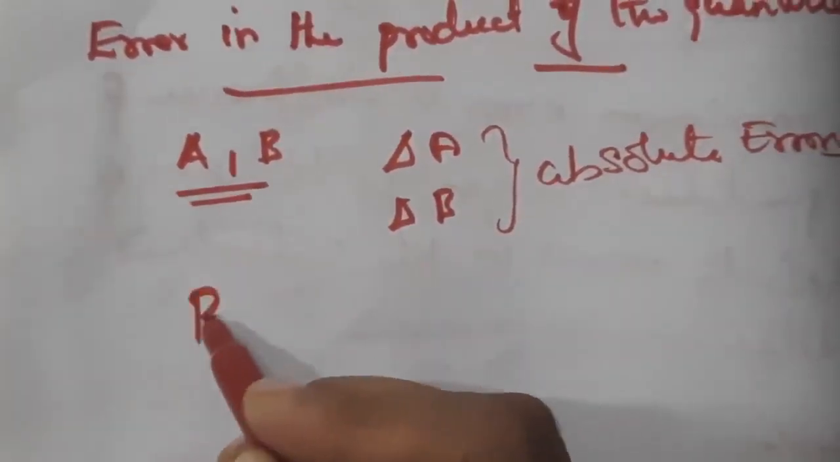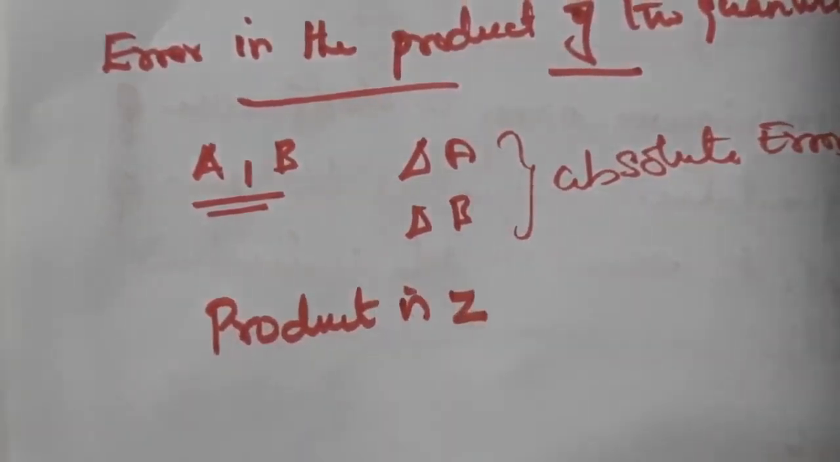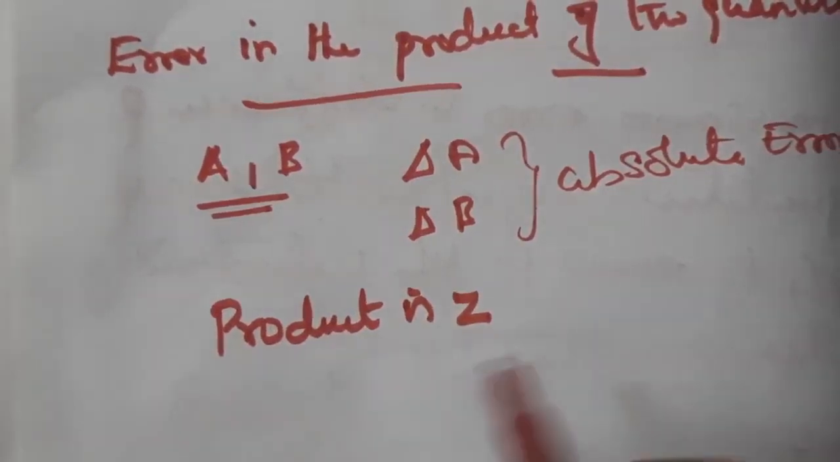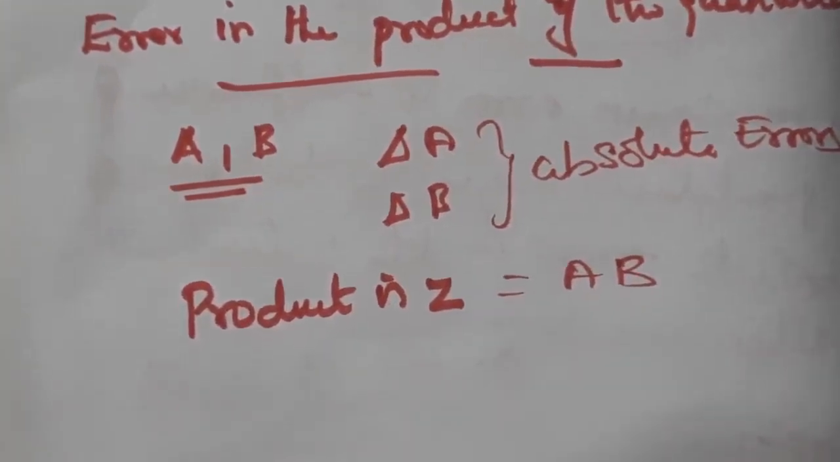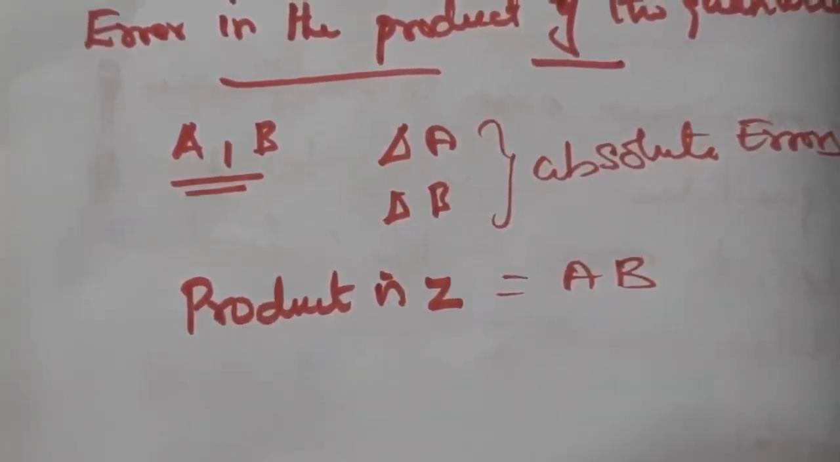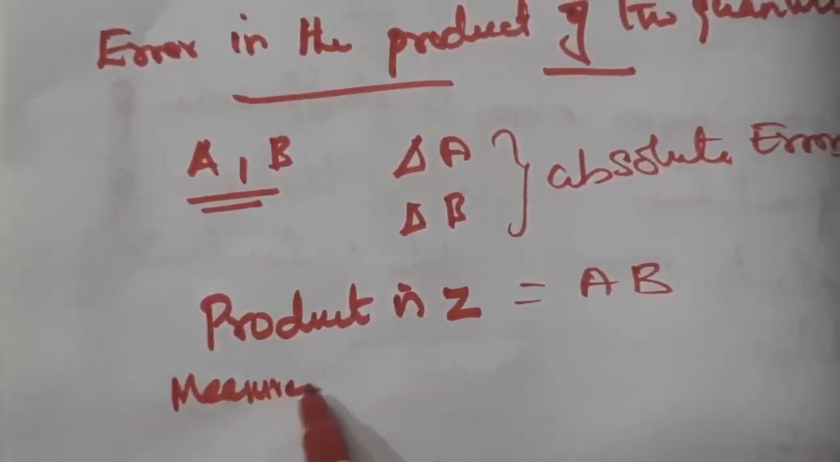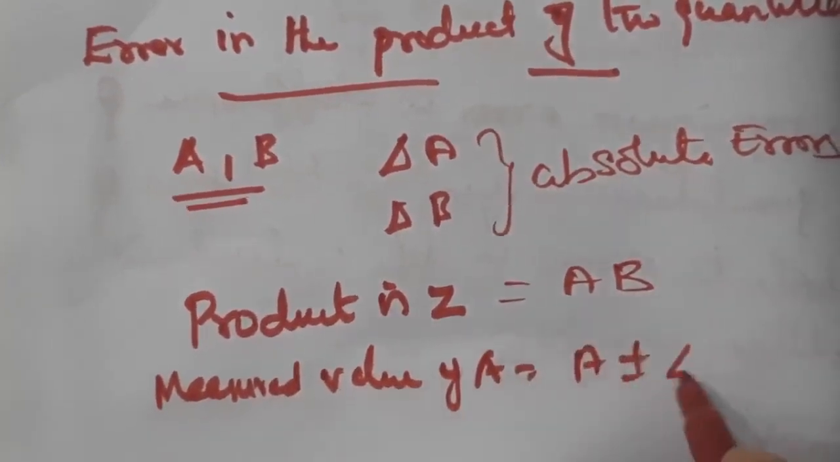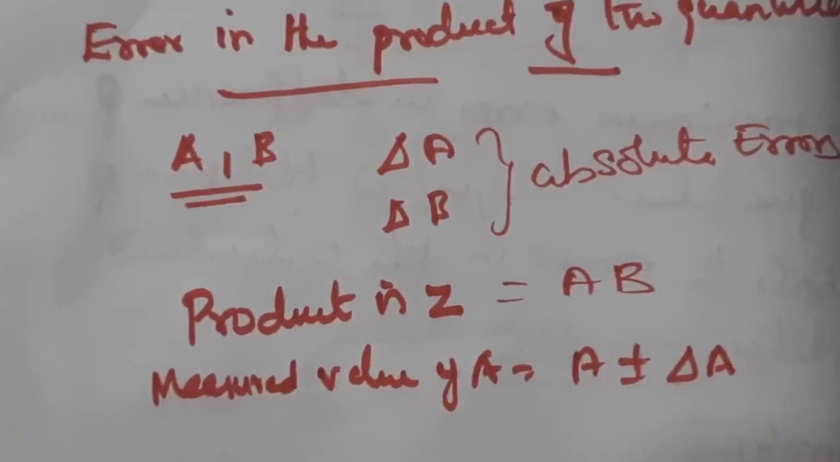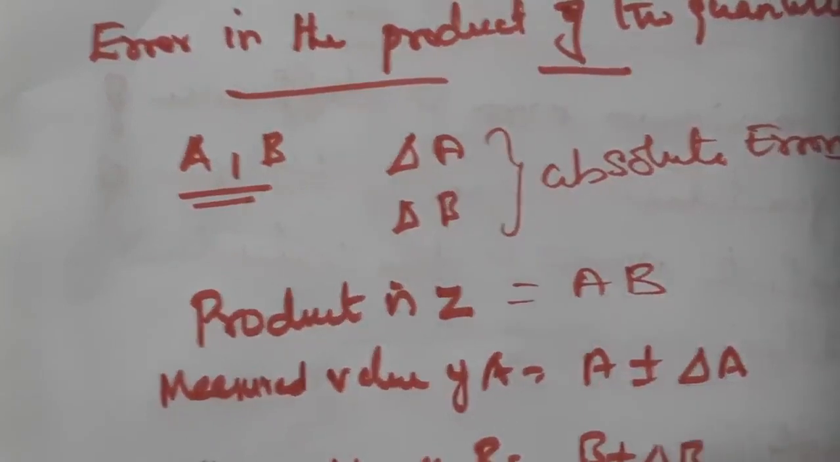So what is the product? The product is taken as Z. So Z is equal to what? A into B. Z is equal to A into B. So the measured value of A is A plus or minus delta A. Delta A is absolute error. Similarly, measured value of B is B plus or minus delta B.